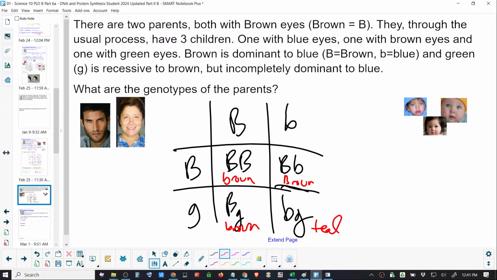So, did we explain... I'm gonna do this in pink. Did we explain the parents? Yeah, they're both brown eyes. Parents are explained. Did we explain the blue-eyed child? No. Did we explain the green-eyed child? No. Did we explain the brown-eyed child? Yeah. You explained 1 out of 3 children. Are they adopted?